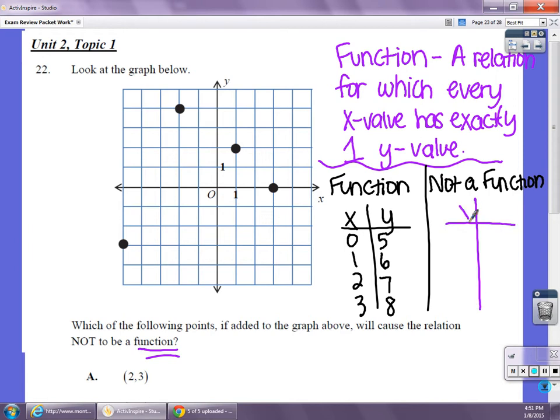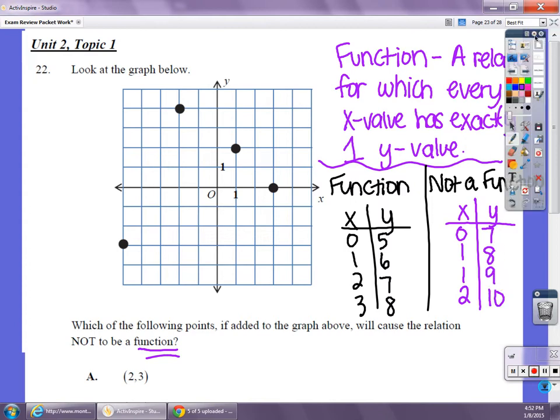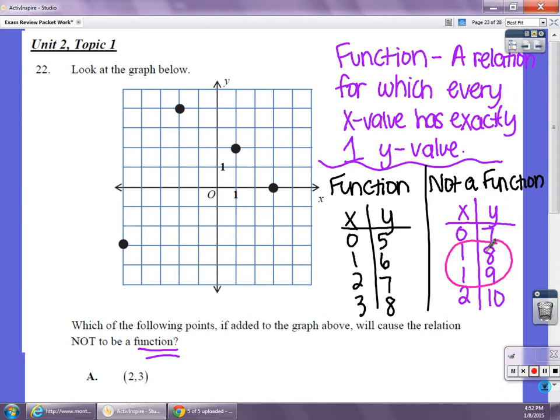Same thing, let's look at a table. So we have a relation here between x and y. And what I'm going to do here is make this not a function. And what I hope you'll notice is I have an x value there that repeats. And so for that value of x, it doesn't have exactly one value of y. It actually has 2 different values of y, and that's what makes this not a function. So we don't like that. We want our x values to have only one y value.